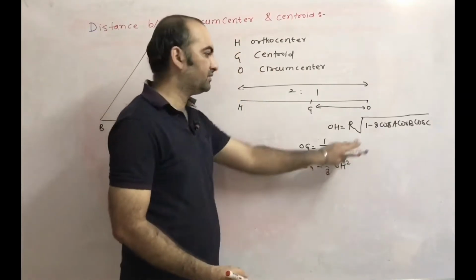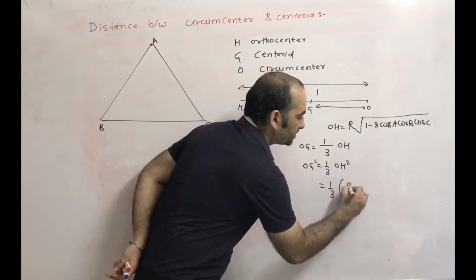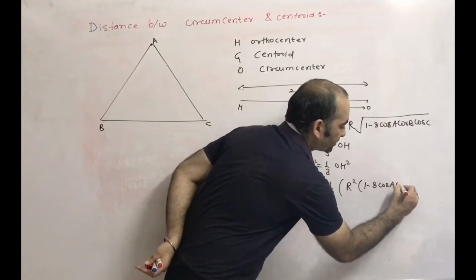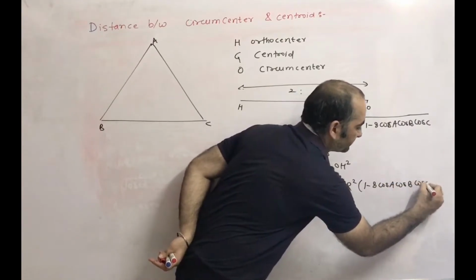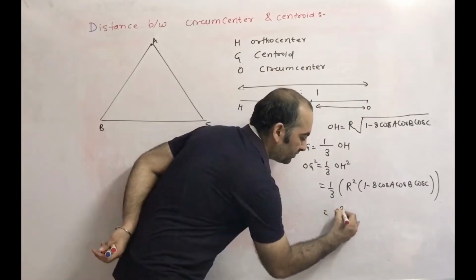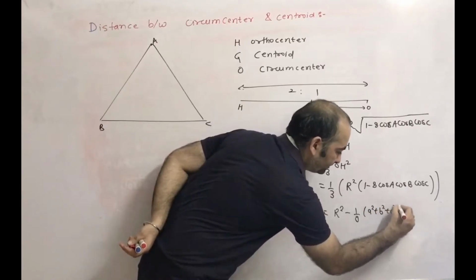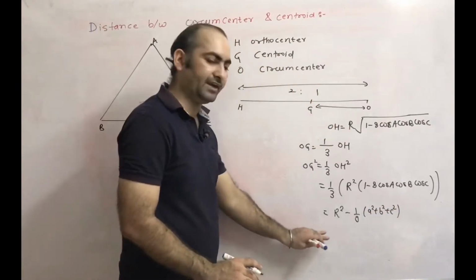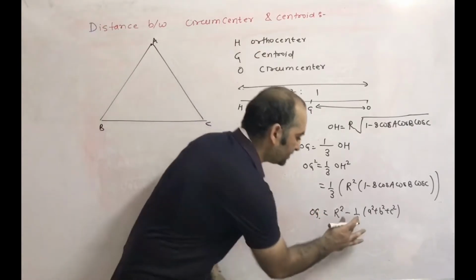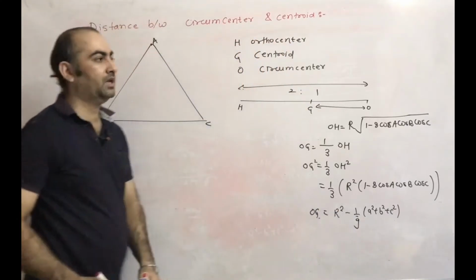So if you put the OH value here, we will get 1 by 3 in bracket, R square into 1 minus 8 cos A cos B cos C. If we simplify this, we will get one formula. We are not simplifying, I am writing directly that OG square equals R square minus 1 by 9 into A square plus B square plus C square. This is your formula.